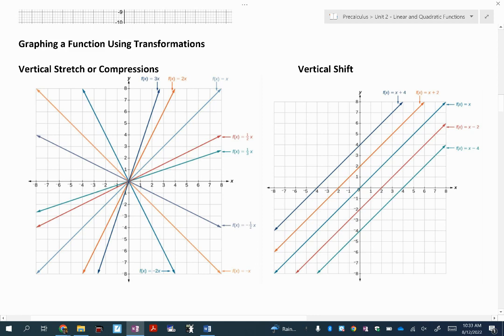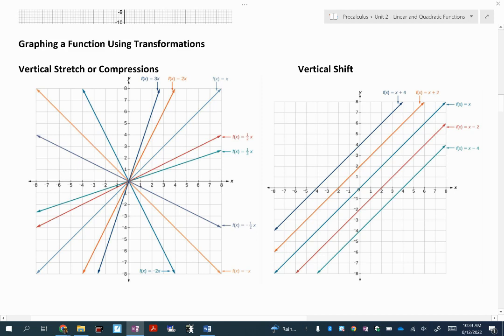Again, as we've talked about in the past, if there is a negative, ignore it. That's going to be that reflection, or in this case, change it from going uphill or downhill. If you just look at the number, 2, 3, 4, that's going to be what we call stretches. They're going to get steeper. And if you look at 1/2, 1/3, 1/4, 1/5, getting smaller in terms of between 0 and 1, that's going to make them less steep or flatter.